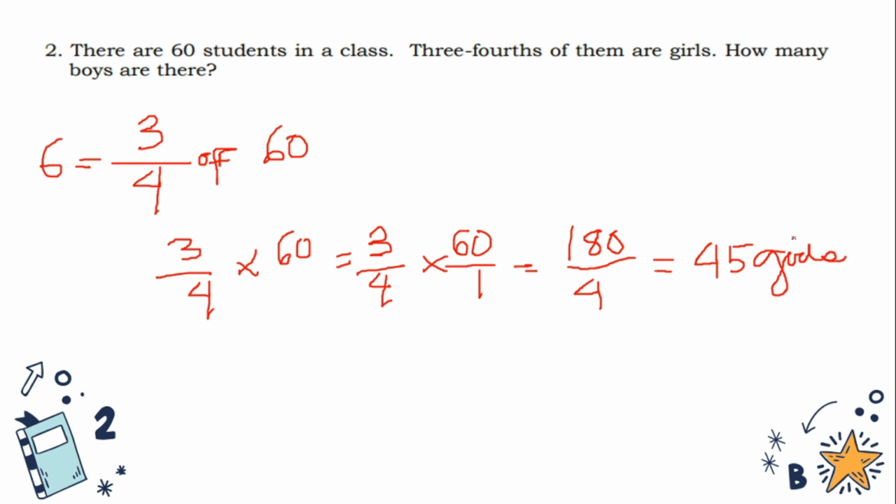Ayan. Next, kung 45 yung girls, meaning to say, para malaman natin kung ilan yung boys, so 60 minus 45 na babae, therefore, ilang lalaki meron tayo? We have, is equal to 15 boys. So, the answer is 15 boys. Alright.